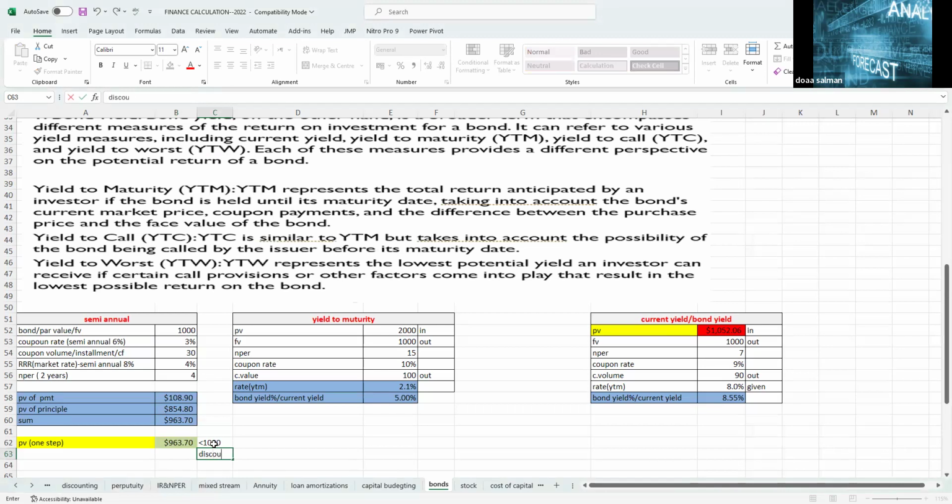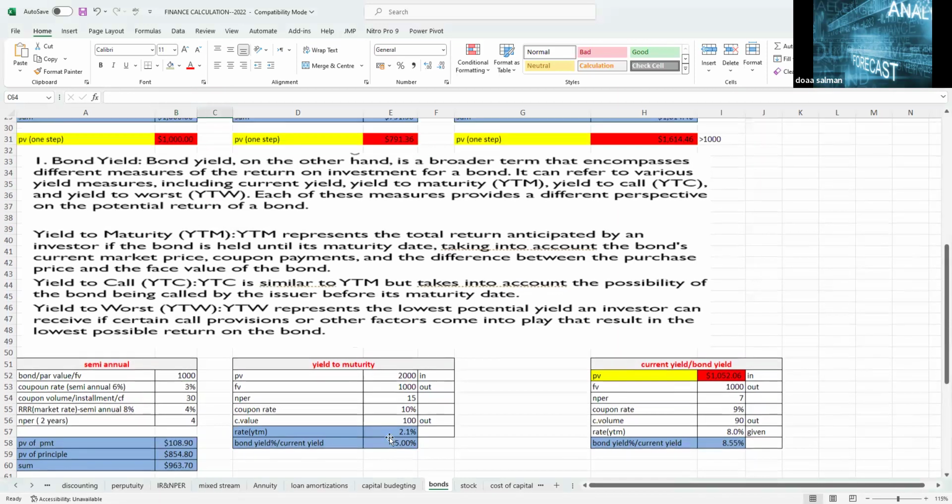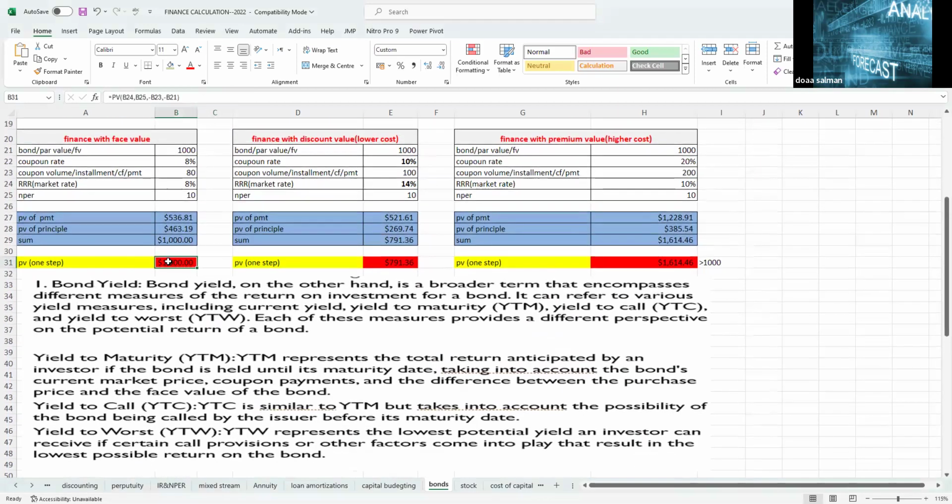Since it is less than the 1,000, we name it a discount, so we finance it at a lower cost. If it is higher, let's say, we go up. So here it is par value, here with a discount, and here with a premium, which is the higher value. So this is what we have here for the bond valuation.